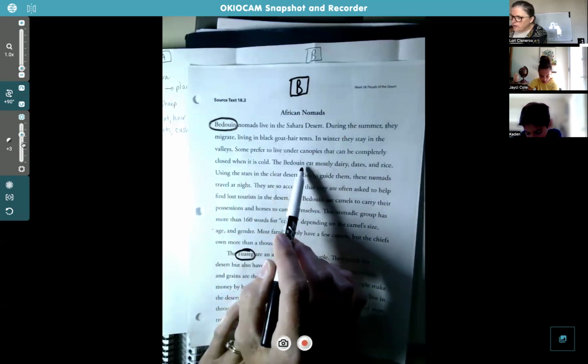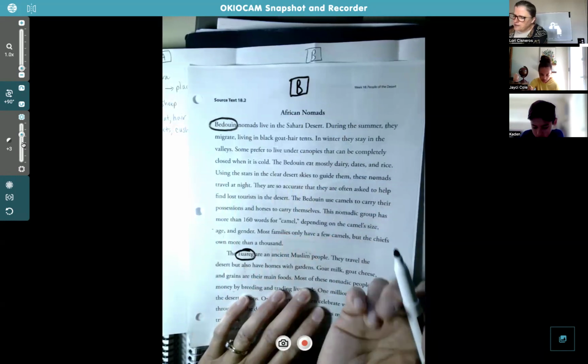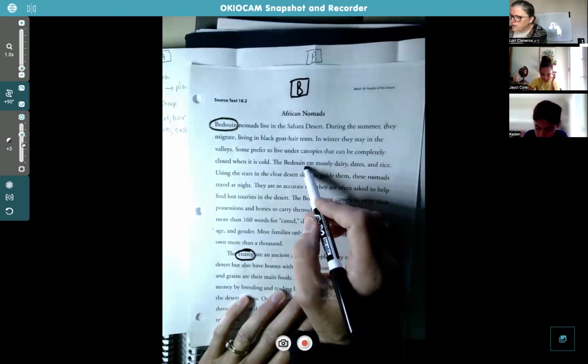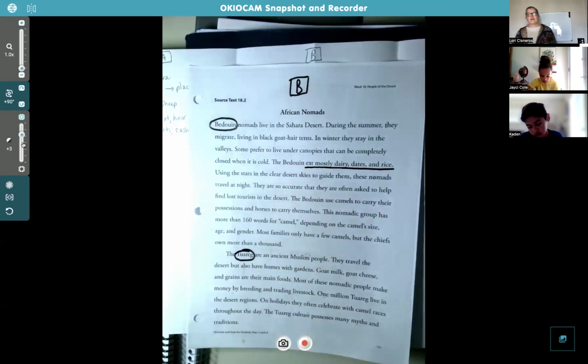The Bedouin eat mostly dairy, dates, and rice. I think that's interesting. I'm going to underline eat mostly dairy, dates, and rice. Okay, so that's kind of a sad diet, honestly. So dairy would be like the milk from the goats, and I don't know if they make cheese or not, but dates, those are like a fruit that's been dried, kind of like a prune. Have you guys ever tried a date before, Kaden?